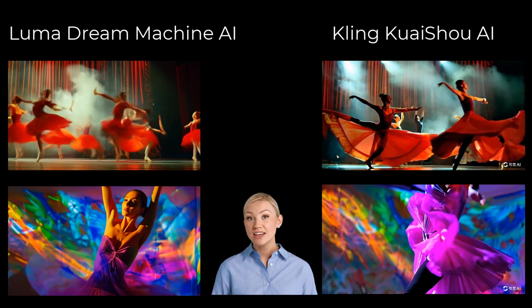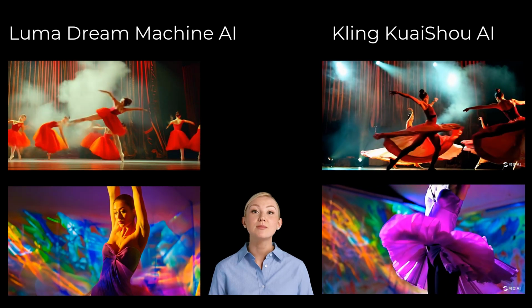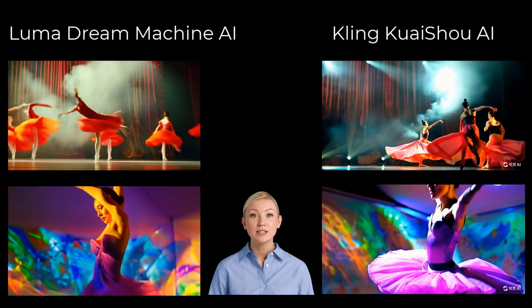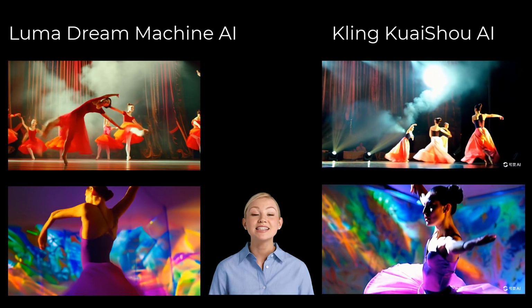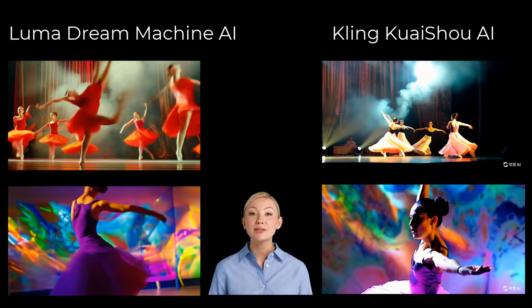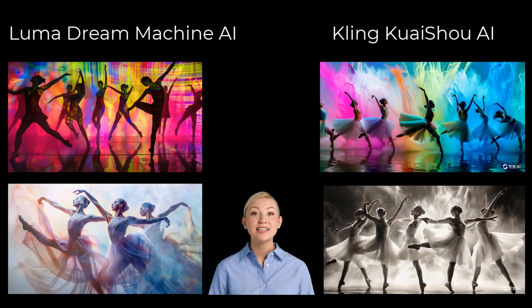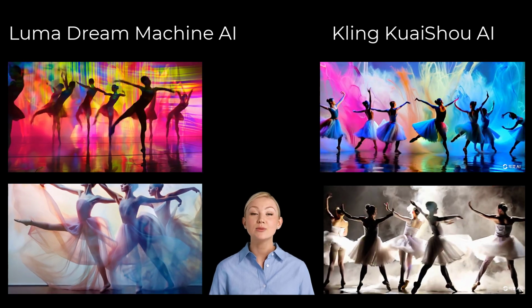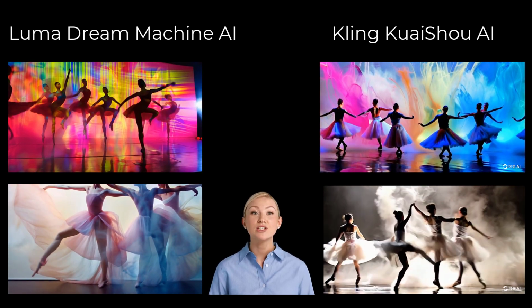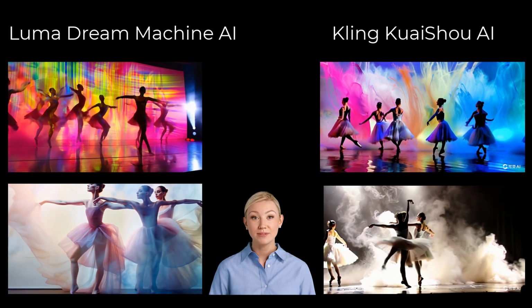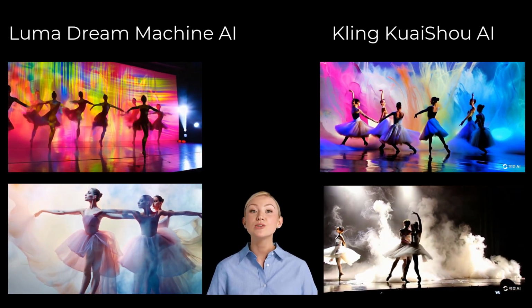In the first part of the video, we used Luma Dream Machine to create beautiful ballet sequences. You'll see how this AI captures the elegance and fluidity of ballet with incredible detail and realism. For the second part, we switched to Kling AI to produce another set of ballet videos, showcasing its unique strengths in creating captivating visuals. We hope you enjoy the video!